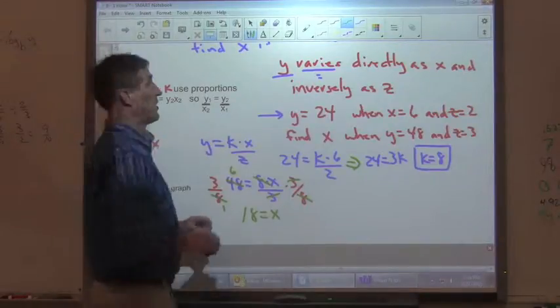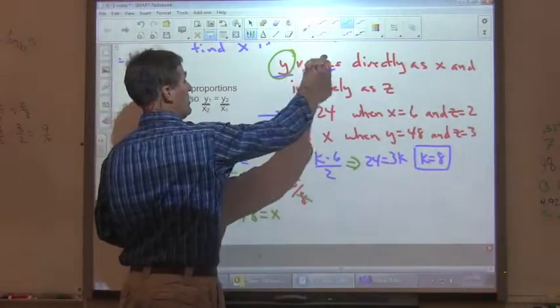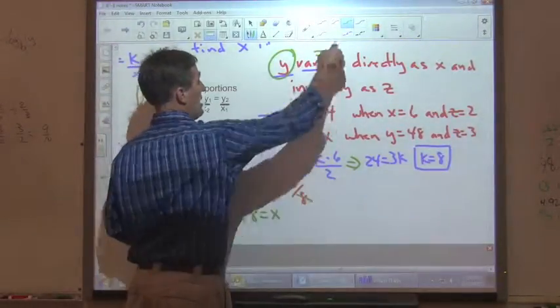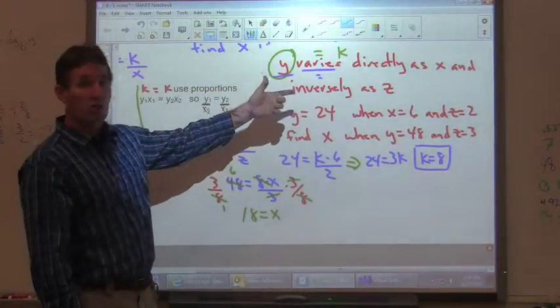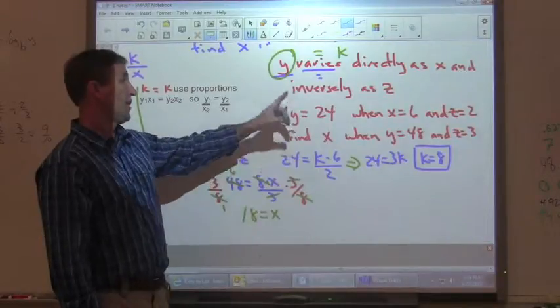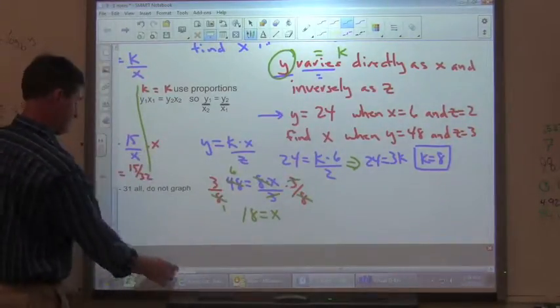So you'll be doing, whether it's direct, joint, inverse, or a combination of them, again, the keys are your first variable, your equal sign, and then we always have k. And then if it's directly or jointly, it's multiplication, and if it's inversely, it's divided.